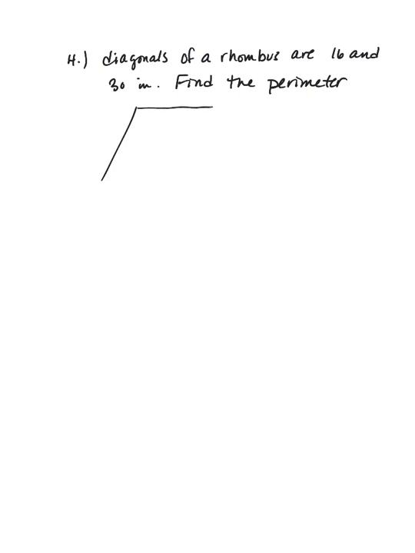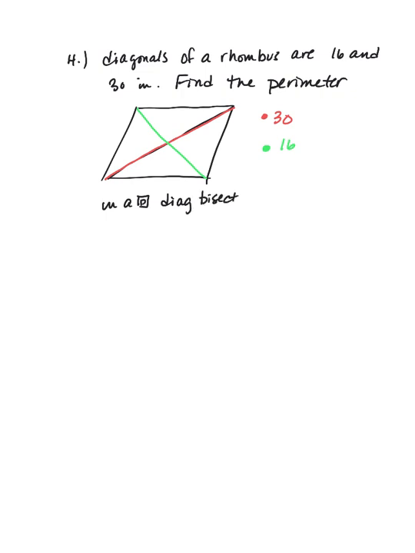So, my picture is not going to be drawn to scale. But, let's say this is 30. Let me color code it, right? And then, let's say this diagonal is 16. Well, a rhombus is a parallelogram, and in a parallelogram, the diagonals bisect one another. So that means this is 8, and that means this is 15.